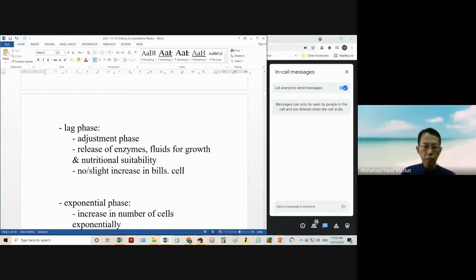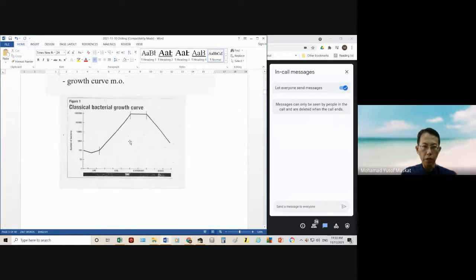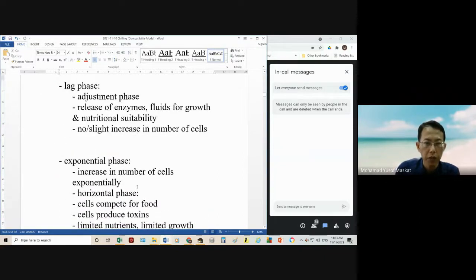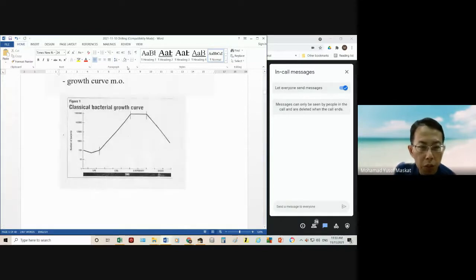There is only a slight increase in the number of cells. That is the lag phase. After the bacteria have adjusted themselves to the new surroundings, they will start to grow very fast. This is what we call the exponential phase, where you can see the number of cells increasing exponentially.